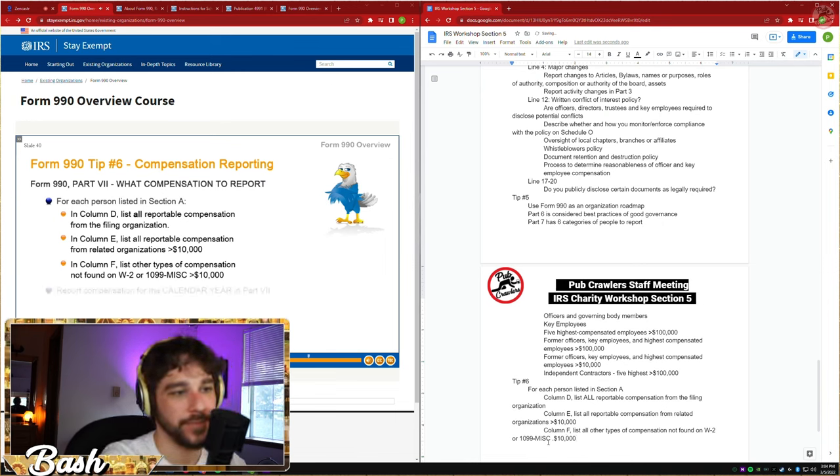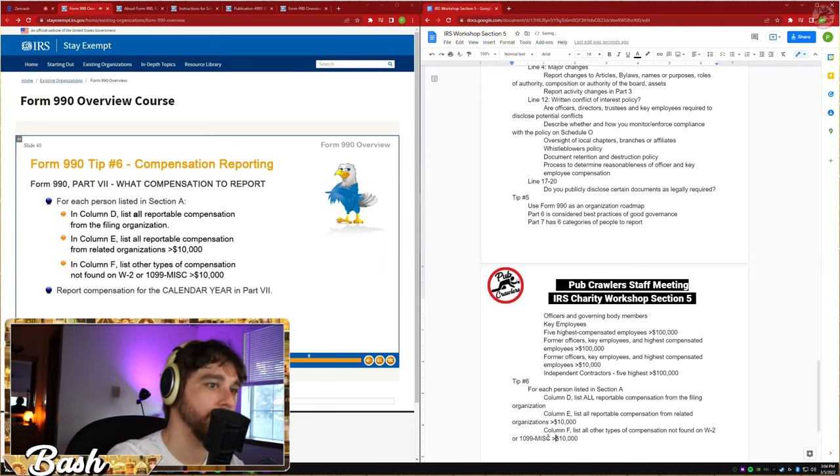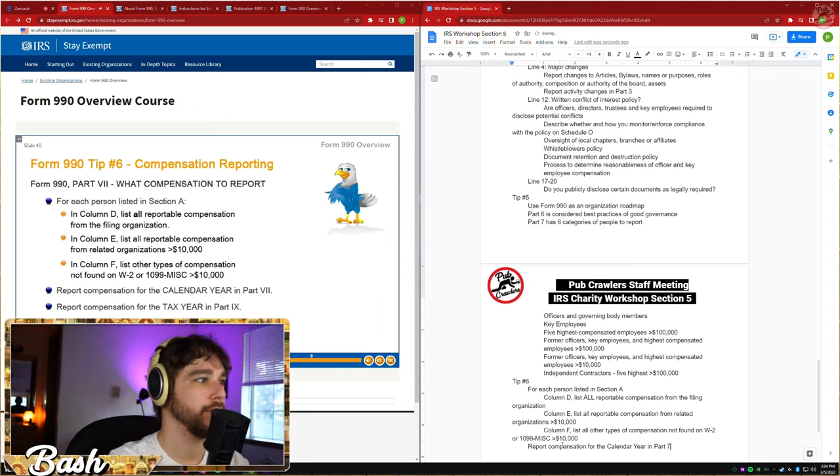Your organization must report compensation in Part 7 for the calendar year ending with your organization's tax year. So, if the organization's 2013 tax year began on October 1, 2013 and ended on September 30, 2014, it will report compensation it paid during calendar year 2013 on its 2014 Form 990 Part 7. This is different from reporting in Form 990 Part 9, Statement of Functional Expenses, where the organization will report compensation.